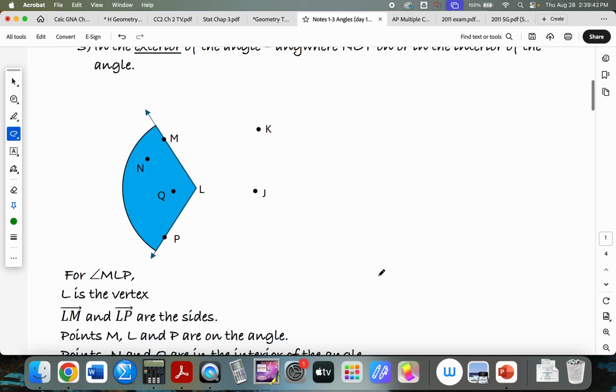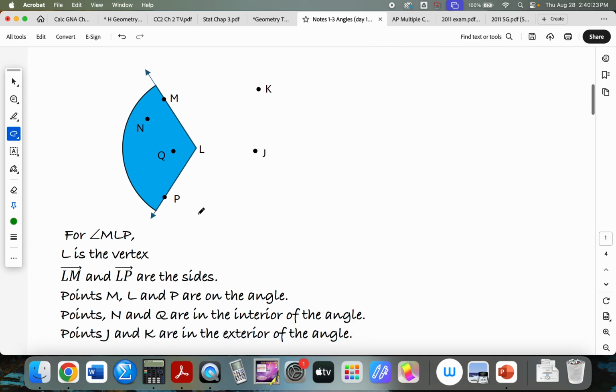So here's a diagram, and I've shaded in part to make it clearer, I think at least. For angle MLP, notice I go from one side to the vertex to the other side. Ray LM and LP are the sides. You have to start at the vertex and go out from there. Points M, L, and P. Notice there's not a big dot for L, but we understand that when those two rays touch each other, they touch each other at a point. Those are all on the angle.